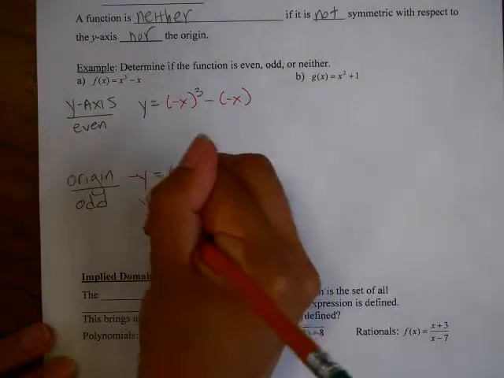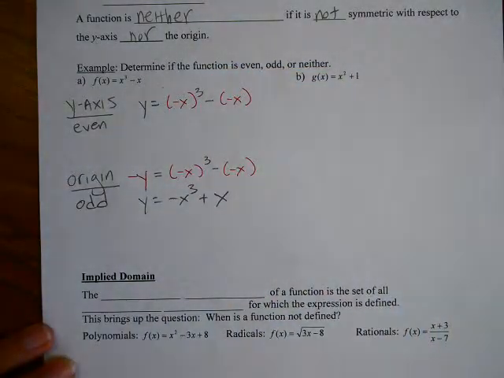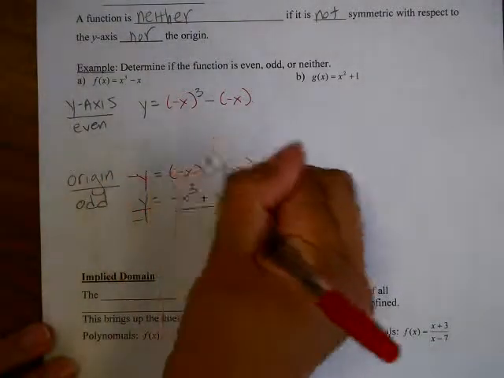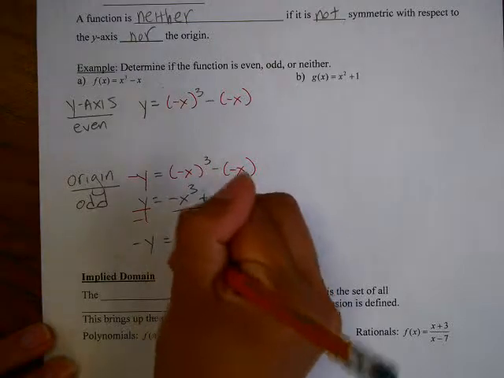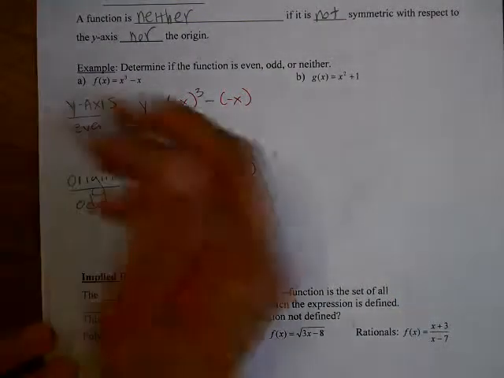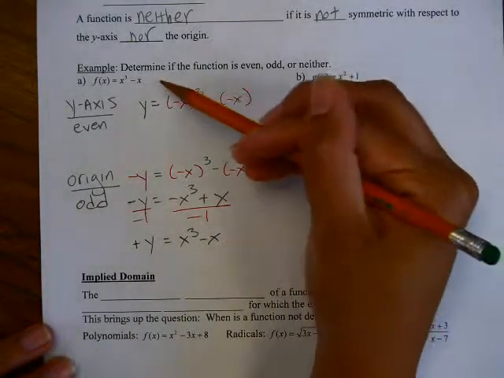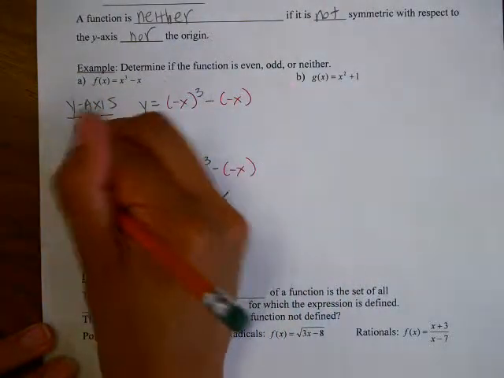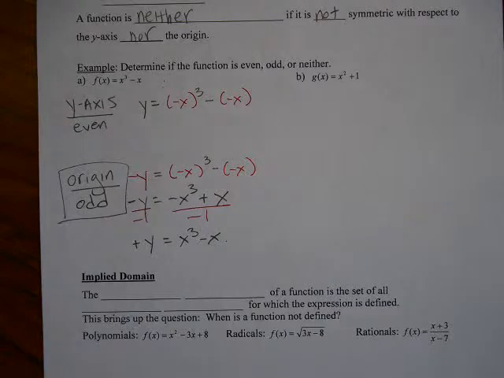Now this one, as you work it out, it's not the same, but every piece is the opposite. So if you divide by -1, this is the same function we started out with, so we would say that this function is an odd function. Try out B, and then come back.